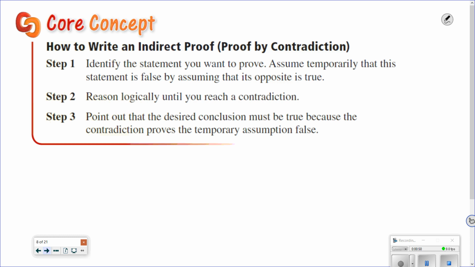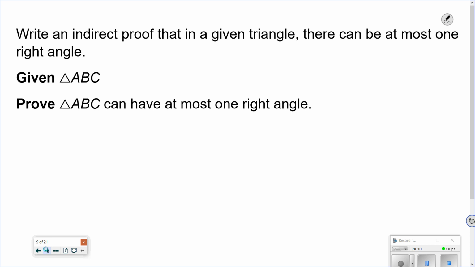These are kind of confusing, but they're also a way around. Sometimes it's really, really hard to prove something directly, and so we can approach it using these types of proofs. Here's an example. Write an indirect proof that in a given triangle there can be at most one right angle.